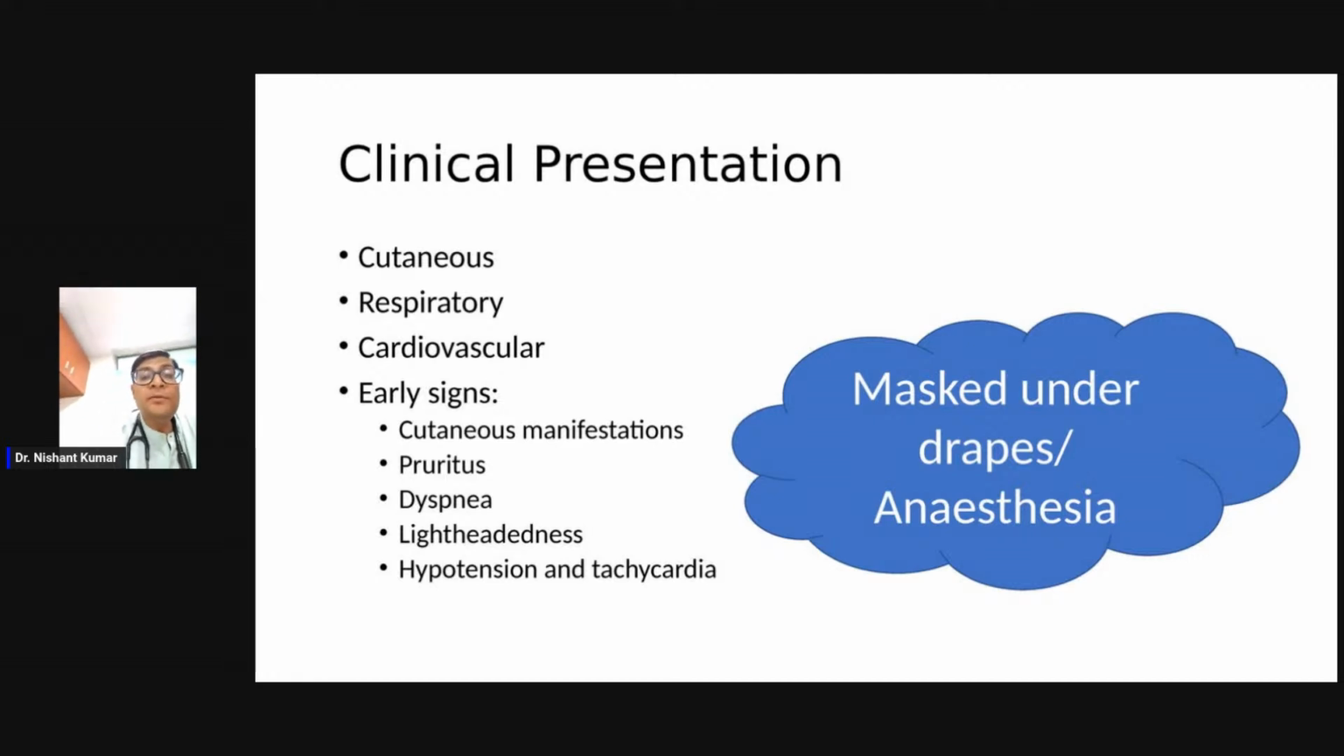Dyspnea. Now that may be masked because you have already given the relaxant or the patient is under the influence of anesthesia. Lightheadedness: you have given a sedative, and the patient usually complains of lightheadedness. And hypotension and tachycardia, you usually attribute to the higher dose of induction agent or to relative hypovolemia that you see during induction. So remember, all these early manifestations are masked under anesthesia and drapes to some extent. So you have to be very careful to pick up anaphylaxis under anesthesia. Next, please.